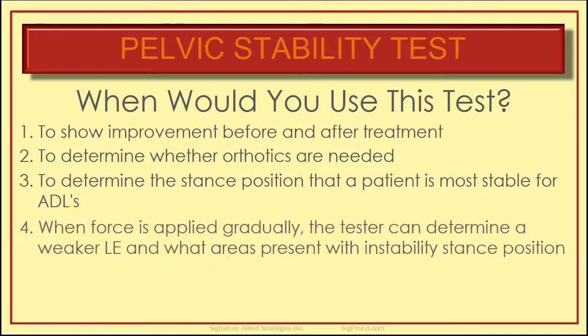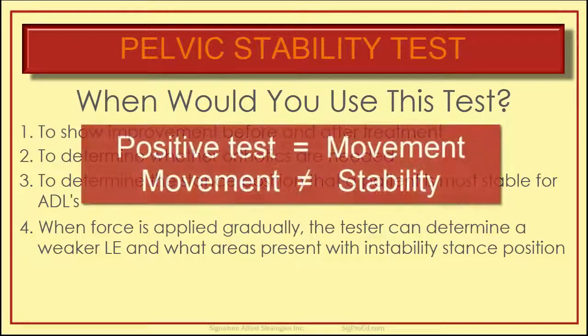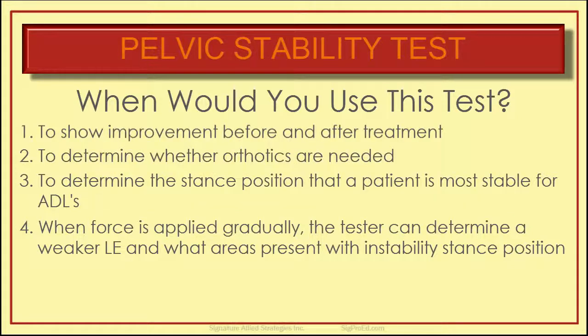When a force is applied gradually, and it's important that it is performed gradually, the tester can determine a weaker lower extremity, right or left, and what areas of that lower extremity present with instability. The positive test is movement. So when you apply your force, if there is any quivering or movement, that means that there is instability in that area. And you will be testing the pelvis, the hip, the knee, and the ankle, both on the right and the left when the leg is in the forward position as well as the back position.